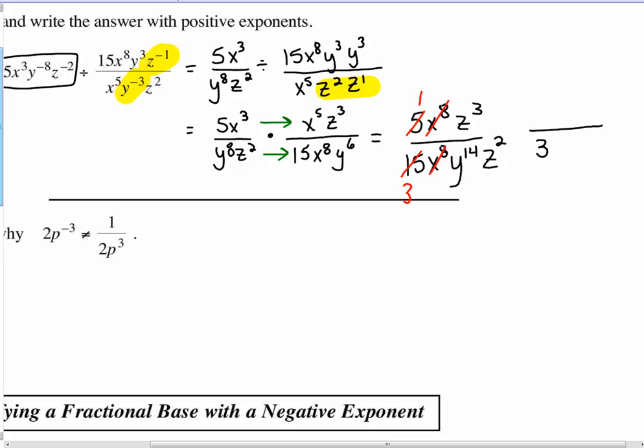The x's are gone. The y's, are they going to stay on the denominator? Can we simplify them? No. So there's just y to the 14. Now there's 3 z's on the numerator and 2 z's on the denominator. That simplifies. What does that simplify to? 1 z, because there was 1 more on top than the bottom. So 1 z. You did it! You survived and did not blow up.